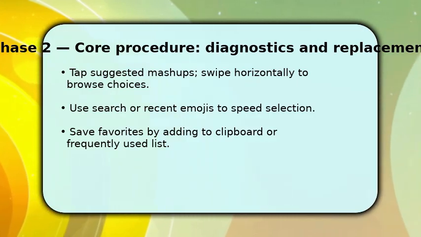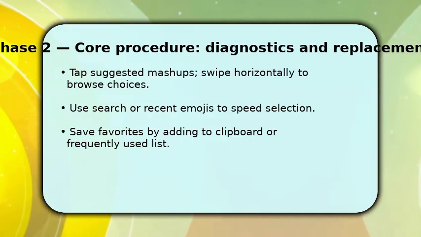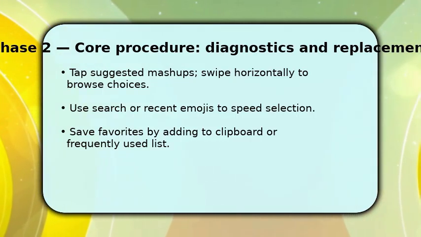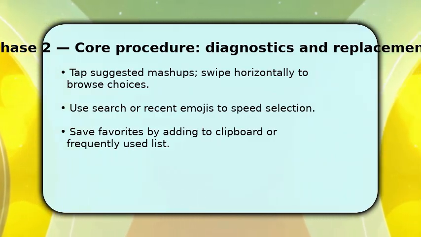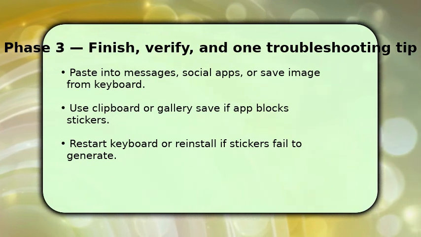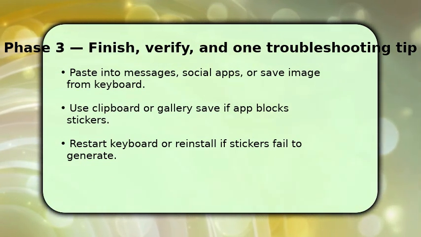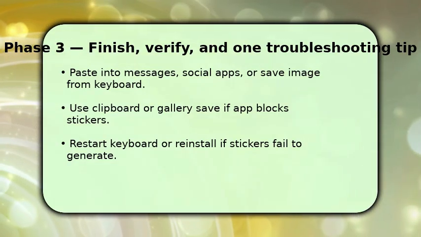Once you find a result you like, tap to insert it into your message and save it by copying to clipboard or letting it populate frequent items so you can, to finish, paste the created emoji sticker into your chat or social app. Many keyboards let you save the sticker image to gallery or copy it to clipboard for wider use. If an app strips stickers, paste as image or share via file transfer.